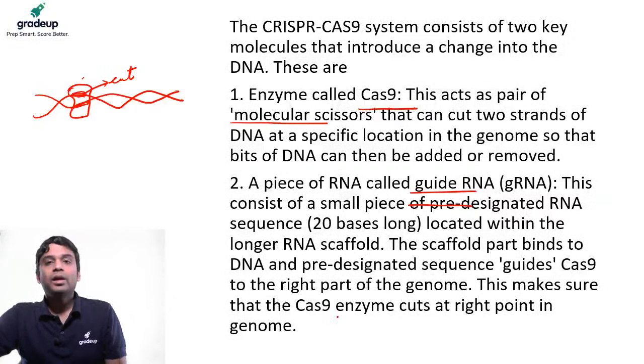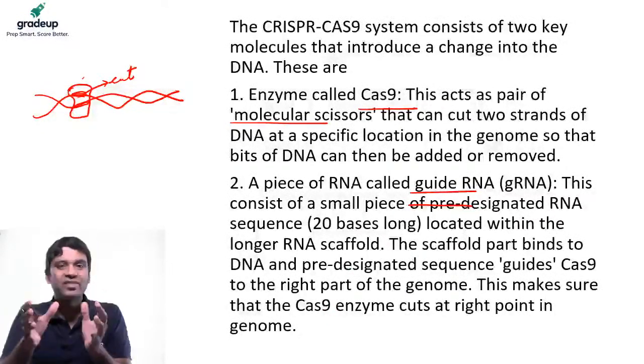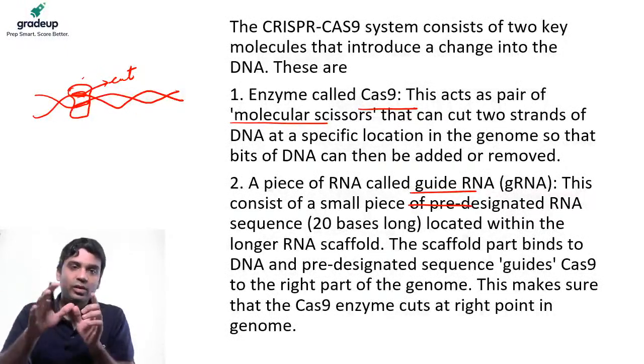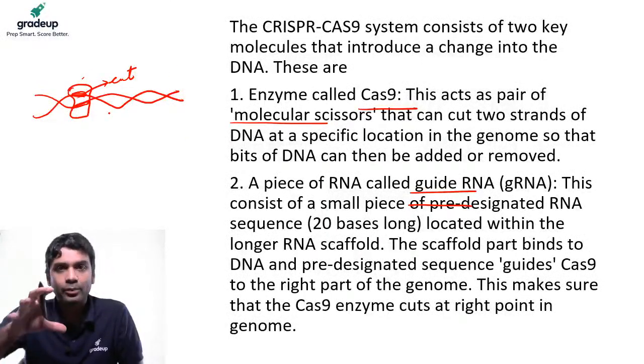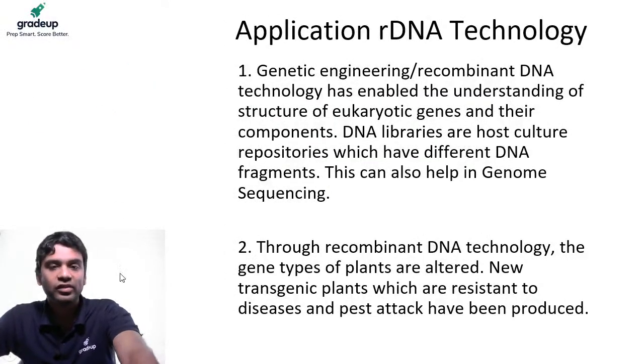Fine. So there's a guide RNA which goes and guides at the DNA sequence, and the Cas9 is a protein which actually cuts it. Okay, the Cas9 enzyme actually cuts at the two bits of the DNA. Okay, this can be removed or it can also be added. At that point, it can be added. Fine. That is about CRISPR-Cas9.